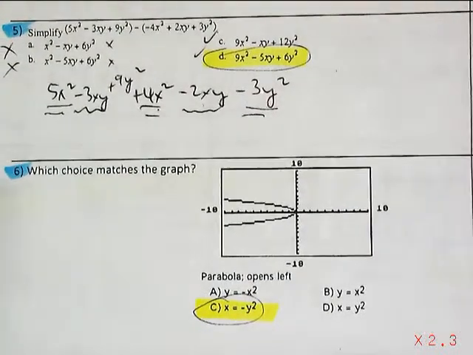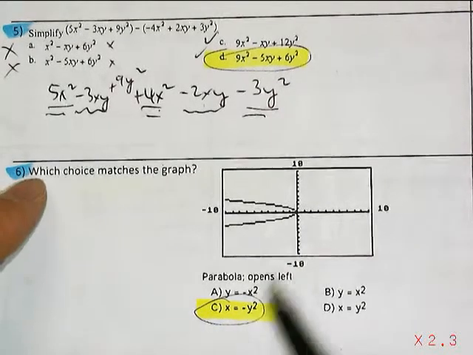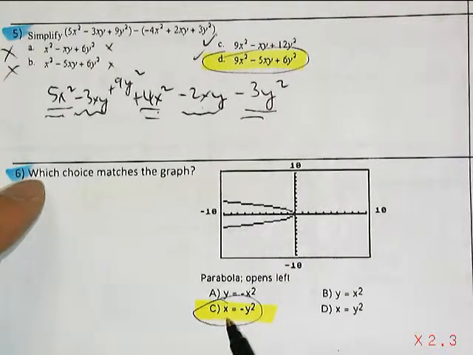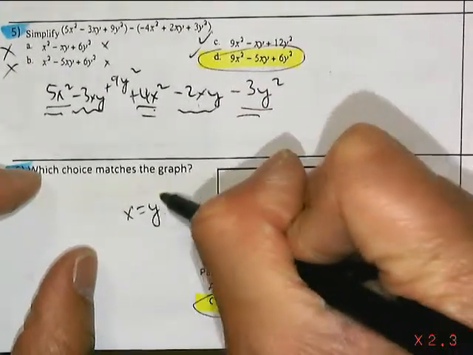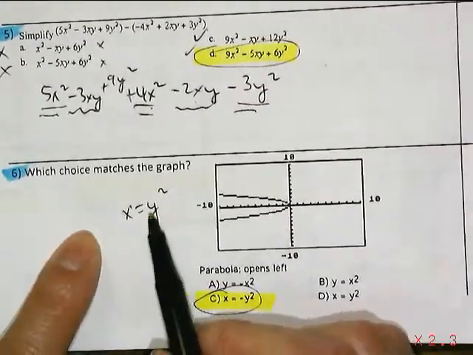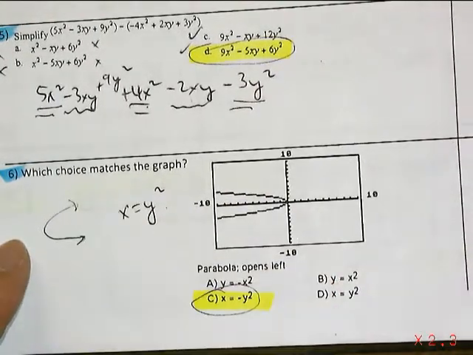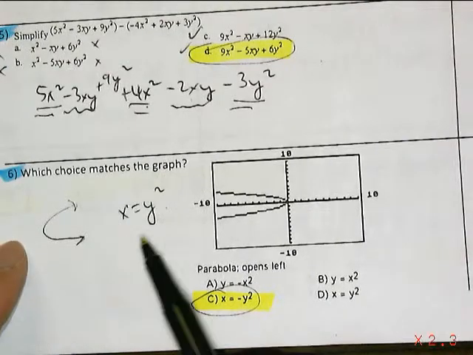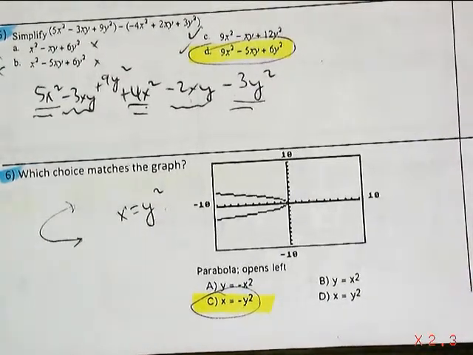Question number 6. Which choice matches the graph? I notice I have a horizontal parabola. Horizontal parabola means that x is to the first power and y is to the second power. This graph of this equation always opens to the right. That's the default. But in this equation, it's opening to the left, which means your a value is negative. So that would be choice C.